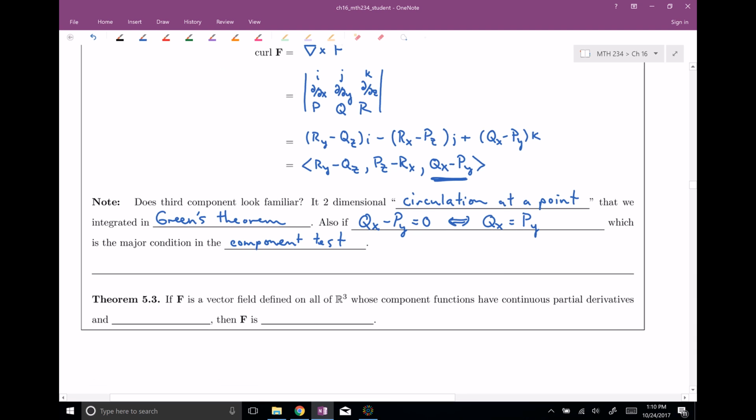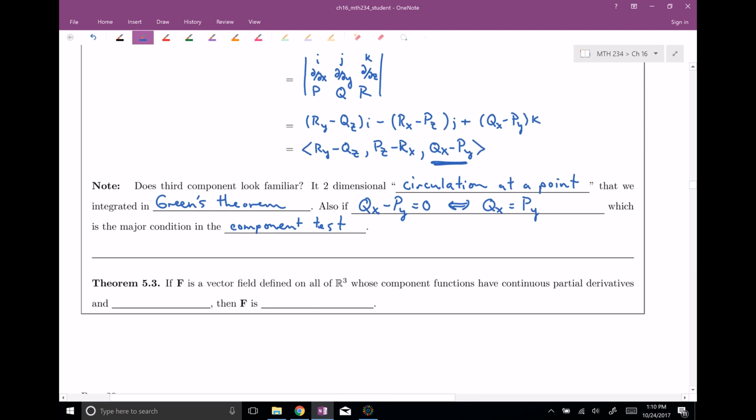And it turns out we can upgrade this, and this is the one that we're going to be focusing on here. If we have a vector field f in R3, and its component functions are continuous, relatively nice, then if the curl of f is equal to 0, f is going to be conservative.